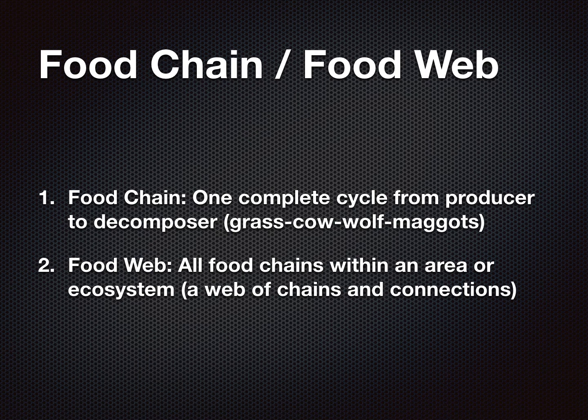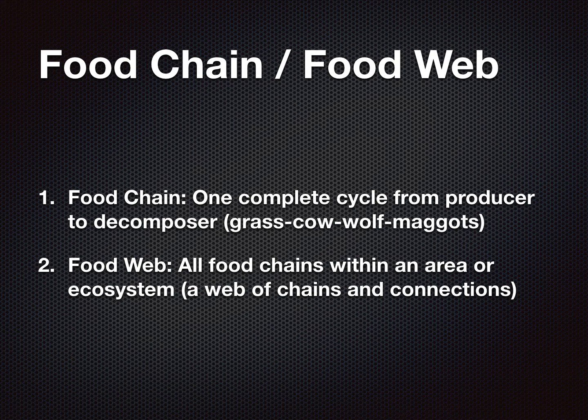Next up is the general definitions of food chain and food web. We have food chain is this one complete cycle from a producer to a decomposer. And it's just one chance of what could happen to grass. A cow can eat that, a wolf could eat that, maggots can be in the wolf after it dies, and that can be broken down.